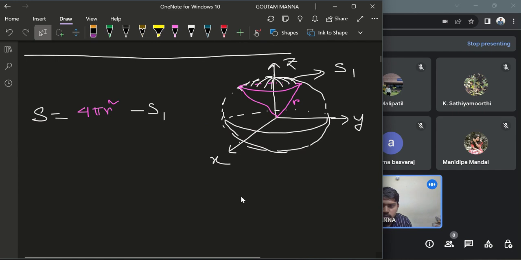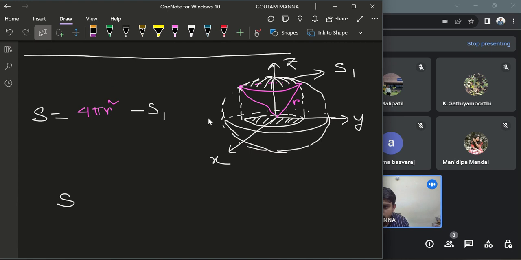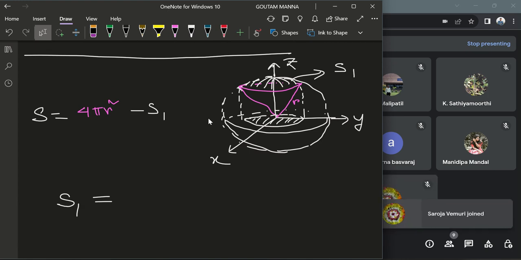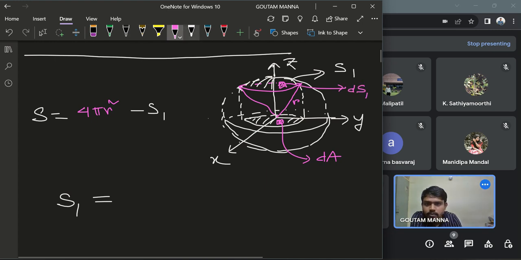But another way, if one doesn't want to integrate on this curved surface and wants to integrate in the xy plane, how will the integration transform? So first we are calculating this S1, the area of this upper surface. Let's say the area element in the xy plane is given by dA. How will dA be connected to a small area element on the curved surface? We call it dS1, for example.